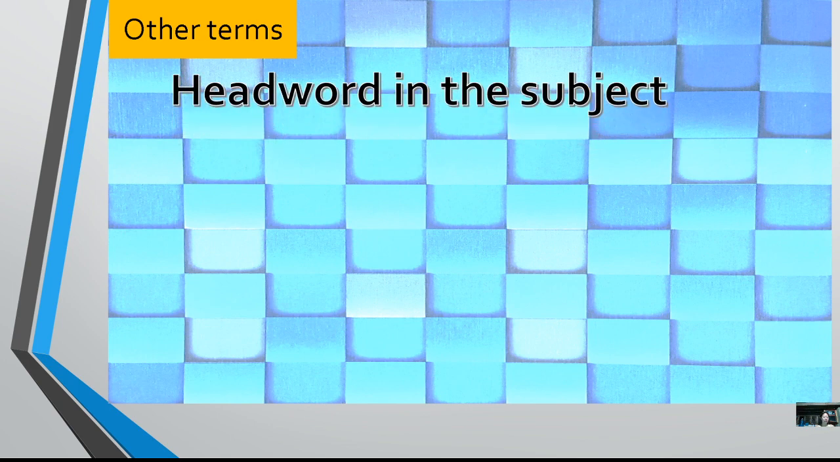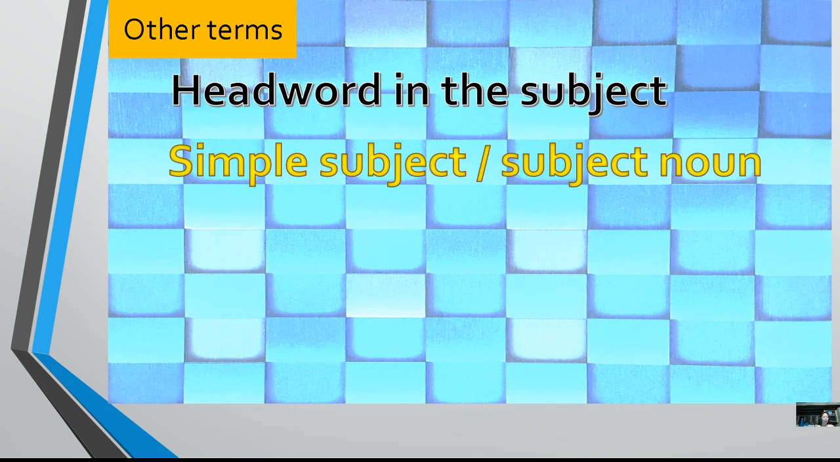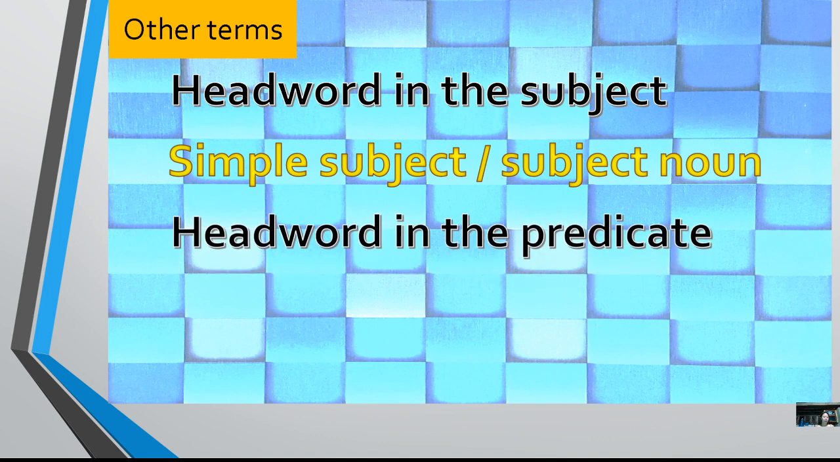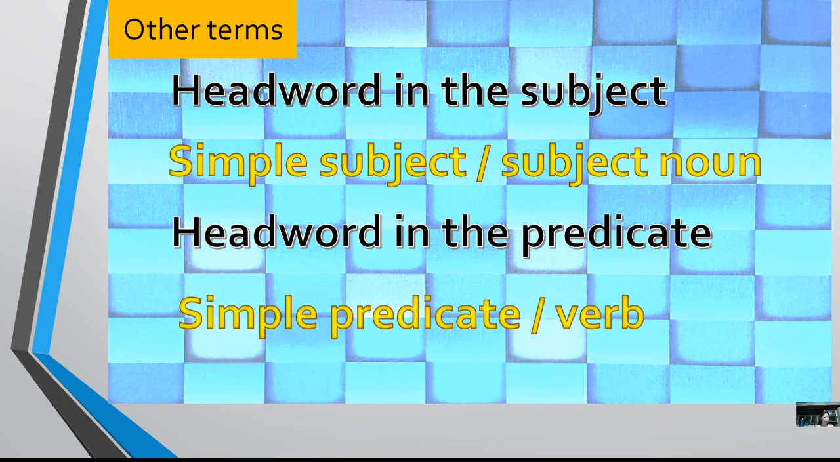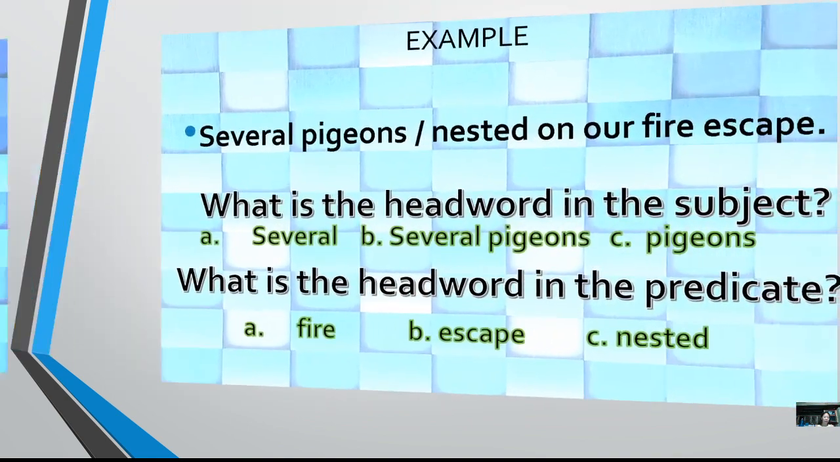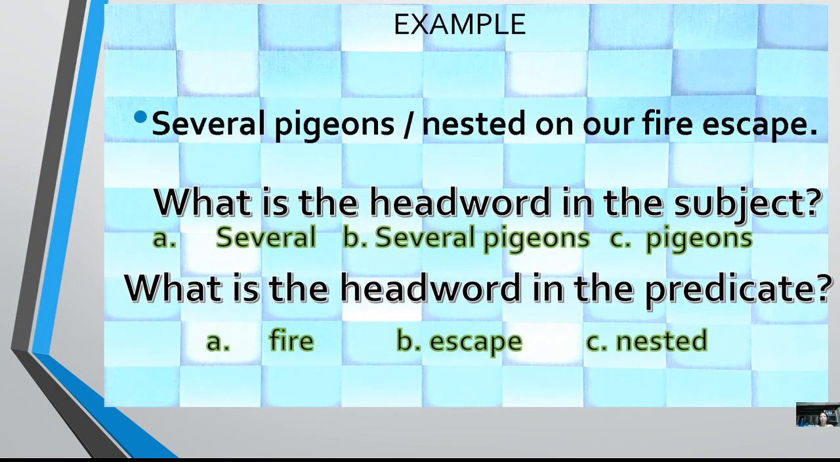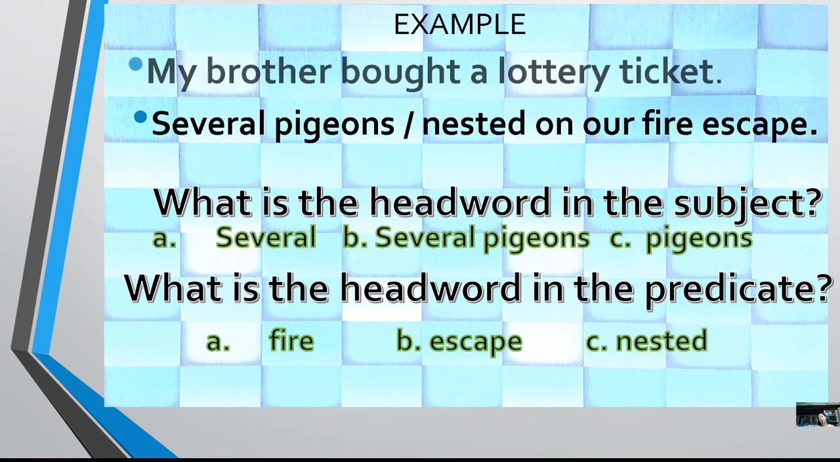Now, other terms sometimes used for the headword in the subject are the simple subject or the subject noun. The headword in the predicate is also called the simple predicate or the verb. Okay? The headword in the subject is often a noun or a noun substitute, and the headword in the predicate is always a verb. Alright? So in this next slide, I have prepared again 2 sentences.